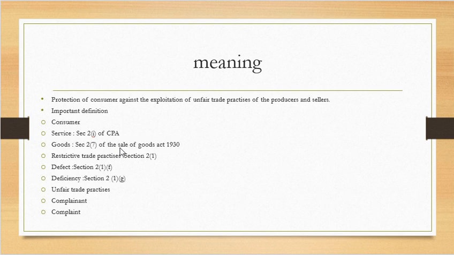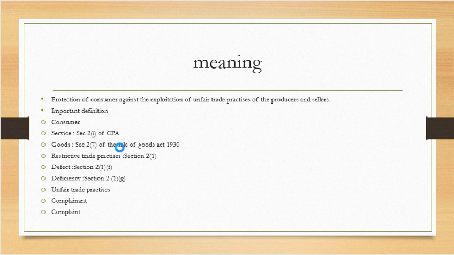The next is defect. Defect, according to section 2 subsection 1 clause (f), means any fault, imperfection or shortcoming in the quality, quantity, potency, purity or standard which is required to be maintained by or under any law for the time being in force or under any contract express or implied, or as is claimed by the trader in any manner whatsoever in relation to any goods. So basically, it is the shortcoming in the quality of a product.